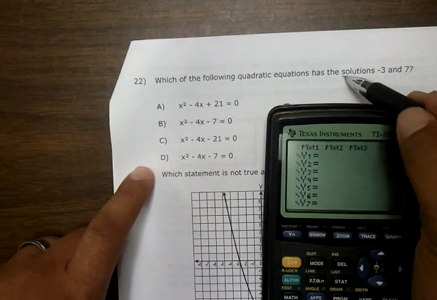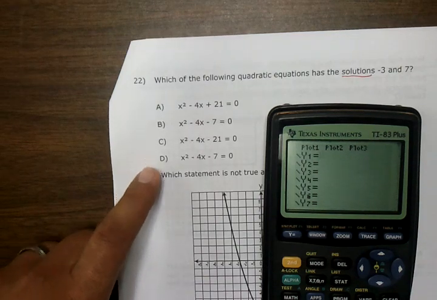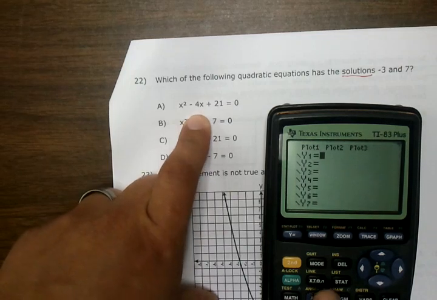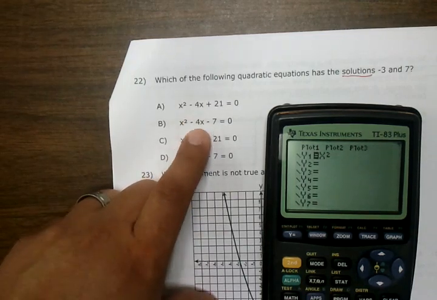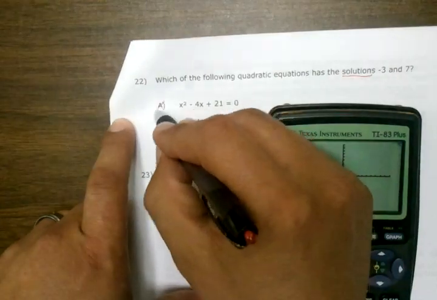A solution is another name for a root, an x-intercept, or 0. So it's easy just to go ahead. Now when you type this in, you're going to type it in without the 0. You just type in the equation, x squared minus 4x plus 21. Go ahead and hit graph. As you can notice, nothing comes up. This one has no solution, not a passable answer.